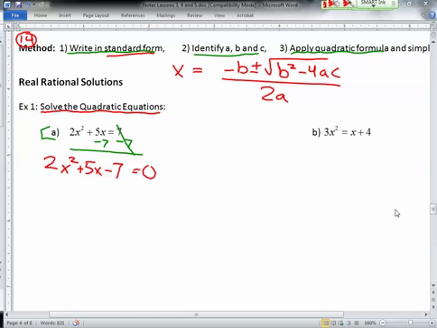So in my next step, identify a, b, and c. If I come off to the side here real quick, my a is equal to whatever number is out in front of my x squared. That's a positive 2. My b is whatever number is in front of the x. That's a positive 5. And c is whatever constant is left at the end, and that's a negative 7. Can't forget about that negative. All right? I'm just going to simply take these 3 values now, and I'm going to substitute them in to my quadratic formula. So that's step 3 up here.